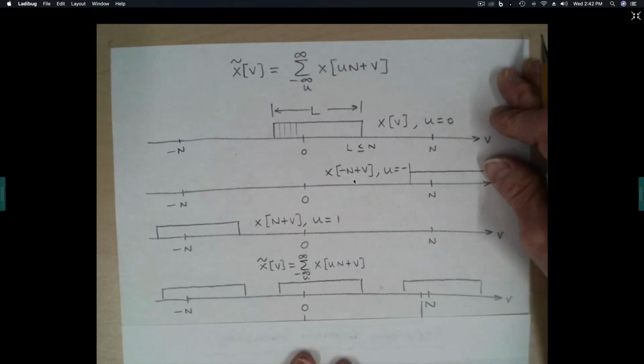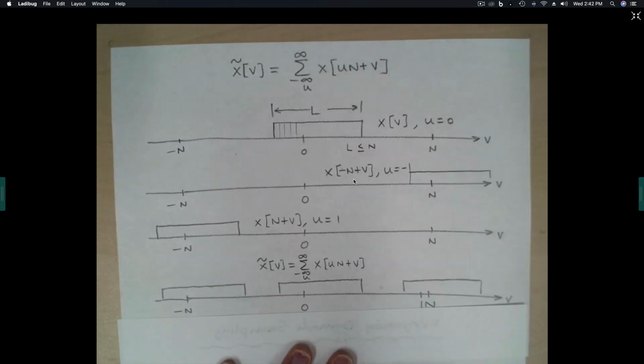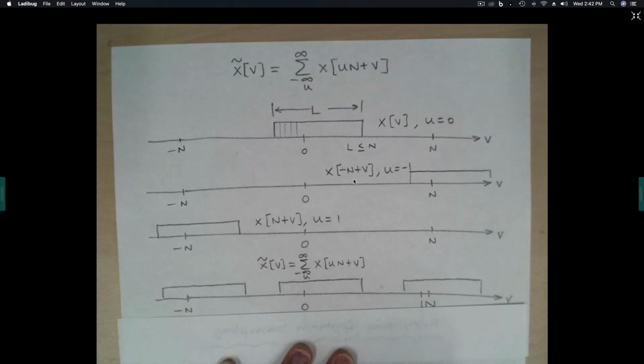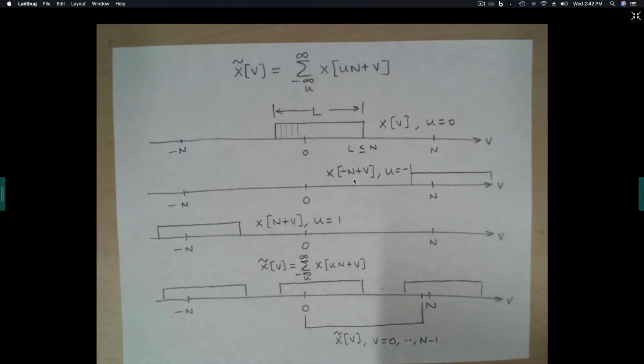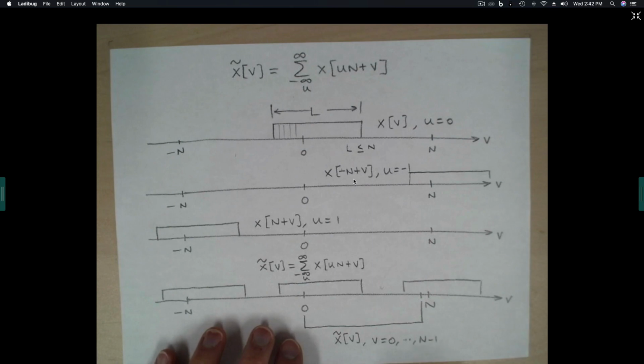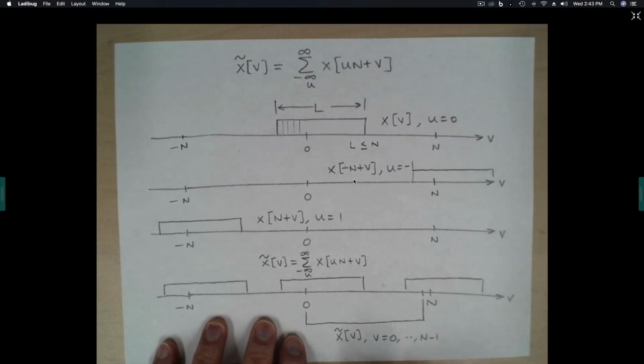When we add all of those replicas together, we get this picture shown at the bottom of the page here. So this is the aliased signal, and we can see that no aliasing actually occurs because these replicas do not overlap. And then x tilde is defined as the set of samples between 0 and N-1 of the aliased signal.